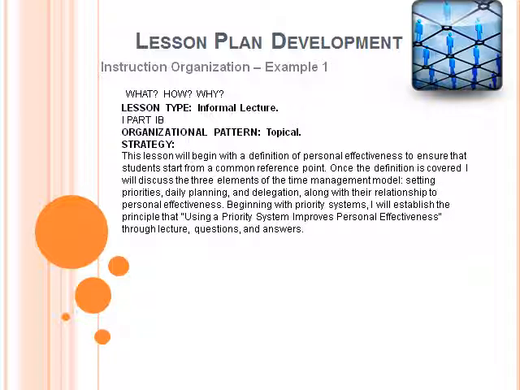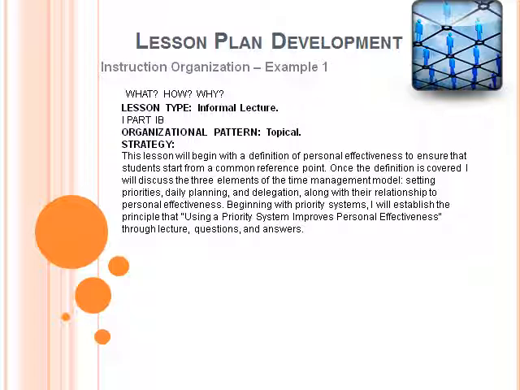This lesson will begin with a definition of personal effectiveness to ensure that students start from a common reference point. Once the definition is covered, I will discuss the three elements of the time management model: setting priorities, daily planning, and delegation, along with their relationship to personal effectiveness.